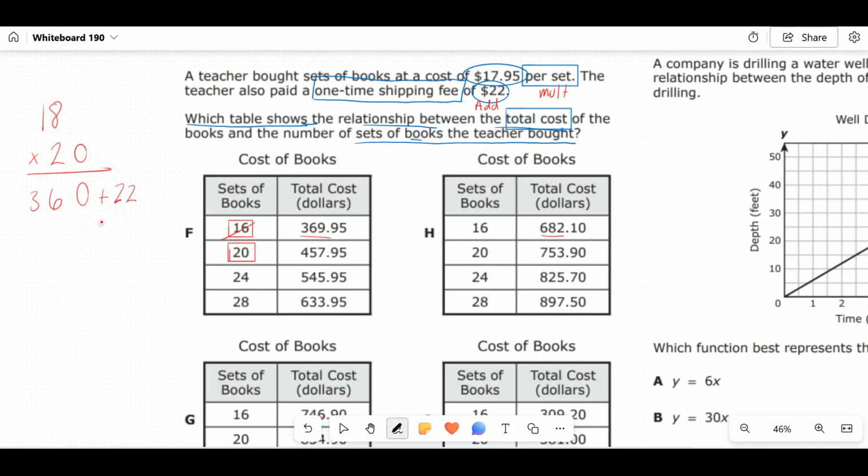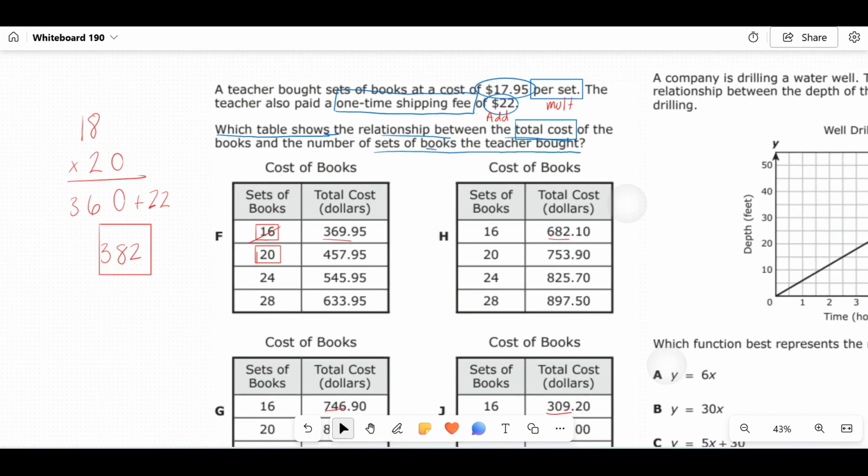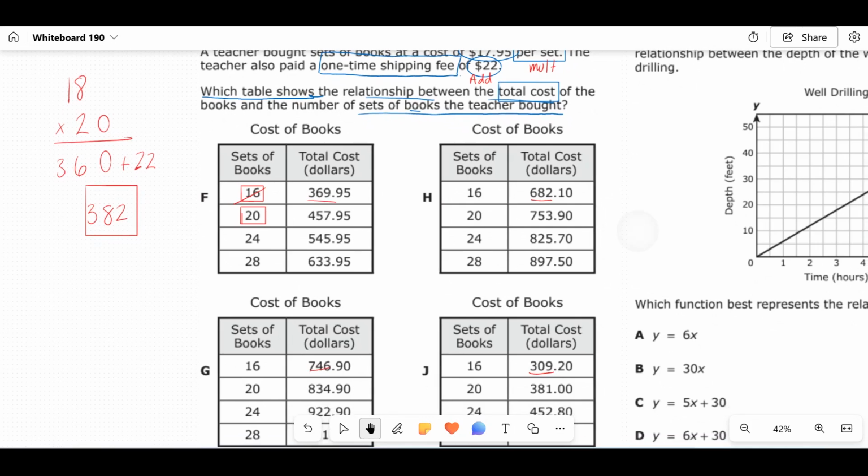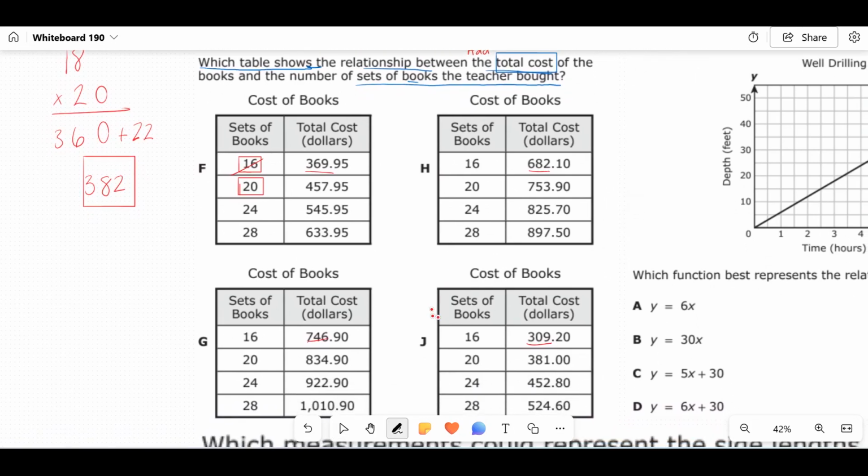So we will go ahead and add the $22 to this. And when we add the $22 to our total price here, we wind up with about $382. So we're looking for the answer for 20 books that is going to be the closest to $382.